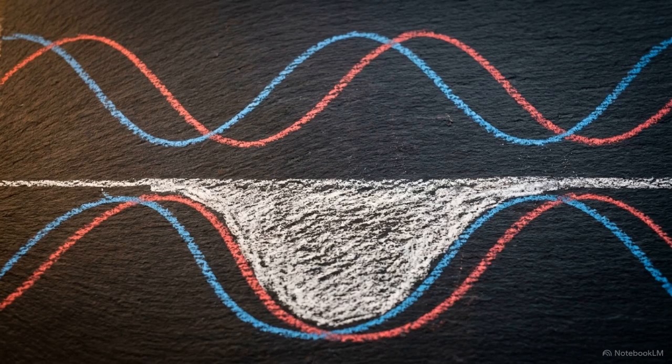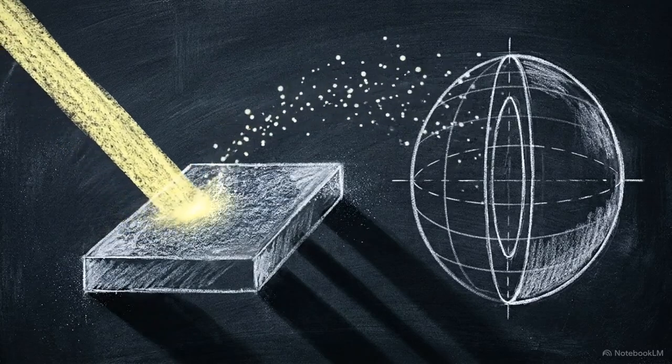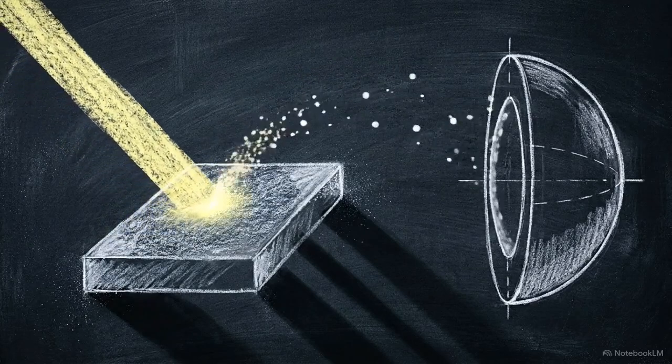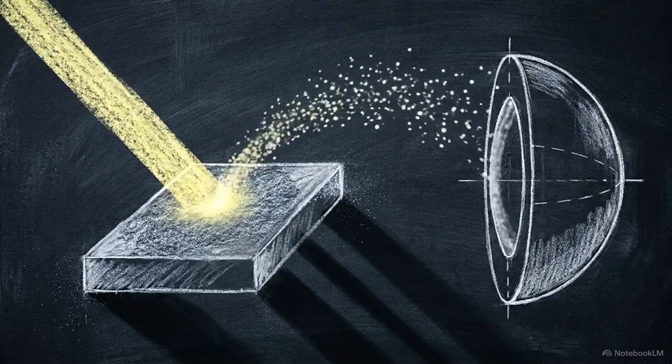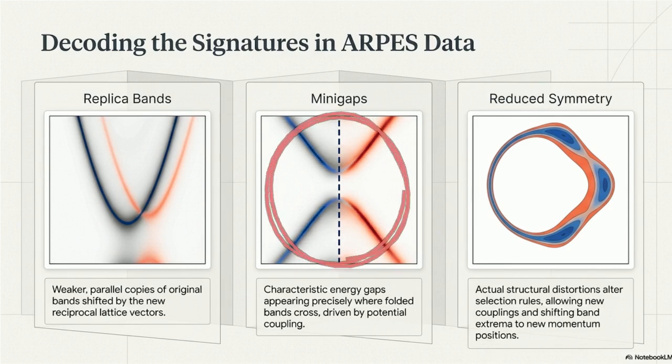We can observe these architectures directly using ARPES, where photons strike a crystal surface and cause electrons to be ejected into a detector lens. The experimental data reveals faint shifted shadow traces, known as replica bands. These are the physical evidence of the new reciprocal lattice vectors. In the mini-gaps panel, we see the characteristic split where the theoretical hybridization actually tears the bands apart.